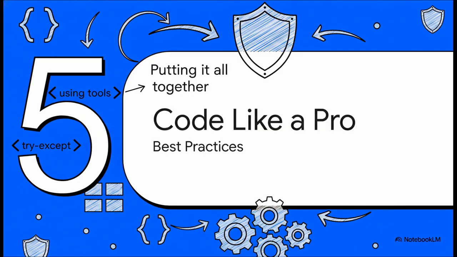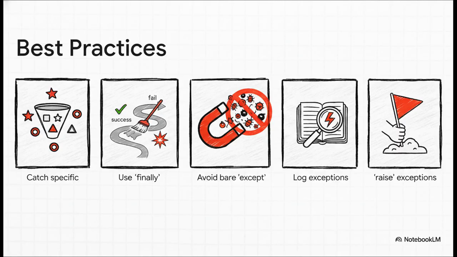Now let's put it all together. How do the pros use these tools to write code that's practically crash-proof? Well, it all comes down to a few key best practices. So here it is, your checklist for writing professional, robust code.